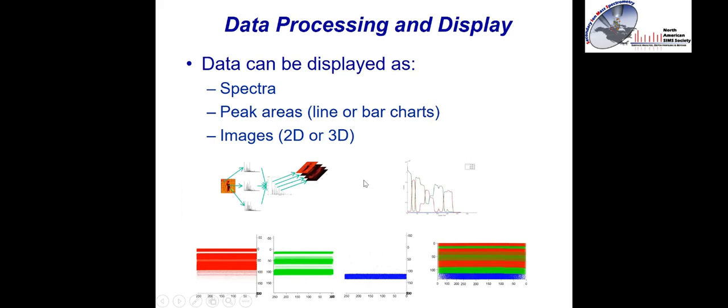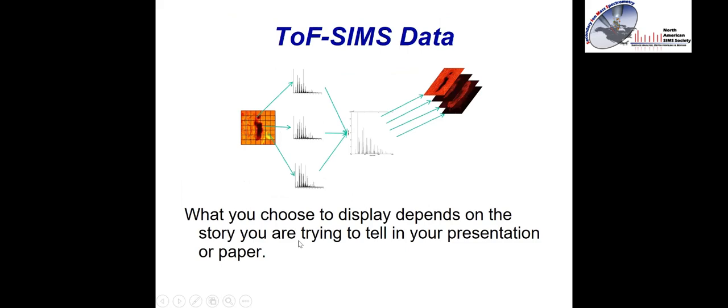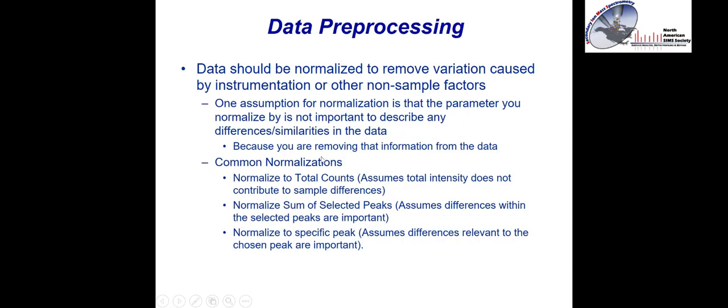So we've talked a little bit about identifying peaks and seeing what's there. So how do we display this data once we've got it? We can display the data as our spectra. We can do peak areas in line or bar charts. We can do images in 2D and 3D. I just want to go over some tips on some good ways to think about how to display your data. What you choose to display will be determined by what you're trying to tell in your report or your presentation. In some cases, images are going to be important. In some cases, it may be the spectra. It depends on what the story is that you're trying to tell.